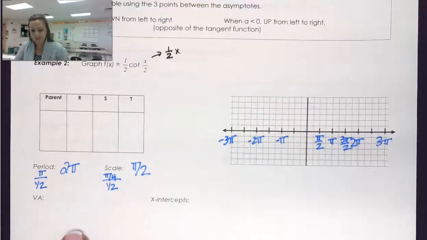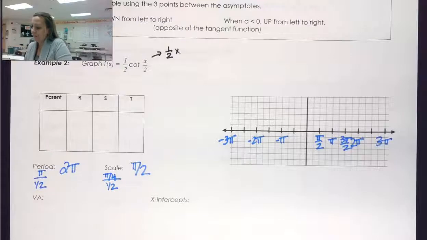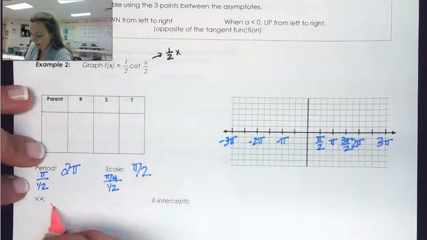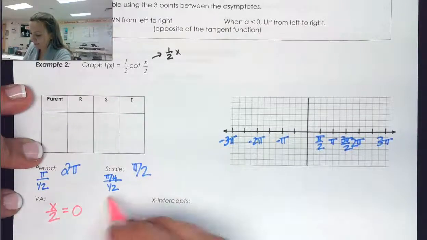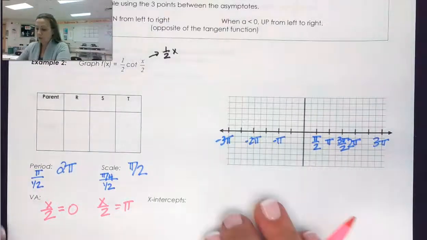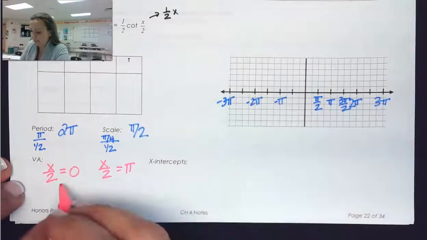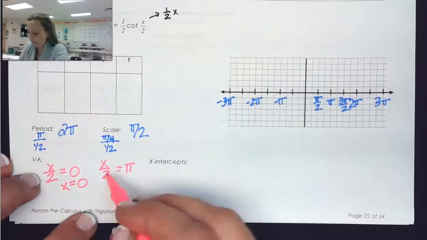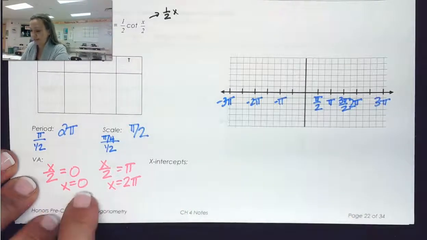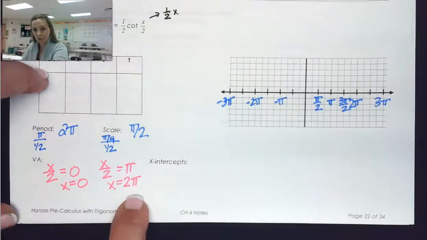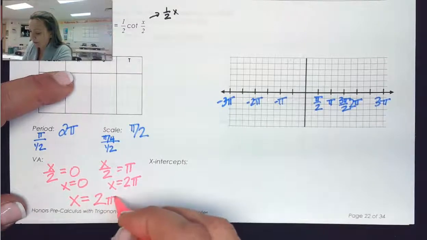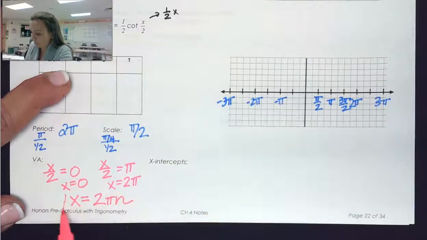So as far as where the vertical asymptotes go, again, we're going to take what we're taking the cotangent of, which was the x over 2 or the 1/2 x, and we're going to set it equal to 0, and we're going to set it equal to pi. So we see that our asymptotes are going to be at x equals 0 and x equals 2 pi. And notice that this tells us that we can start at 0 and then we'll go every 2 pi units. So our asymptotes are going to be every 2 pi n because there was no transformation there.